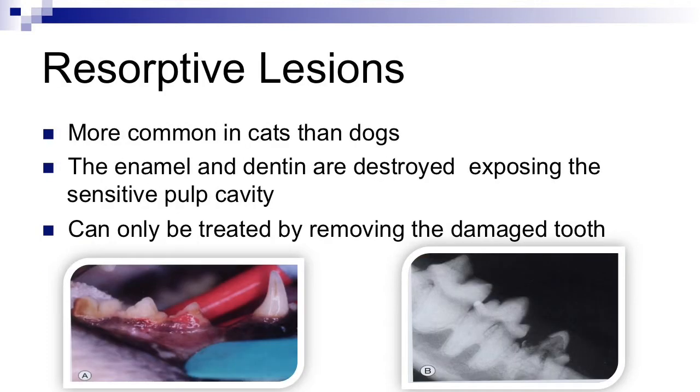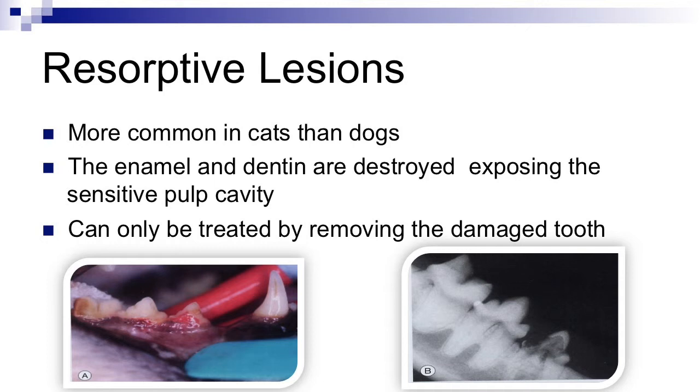In these next couple slides, we're going to start looking at some other dental diseases, other oral diseases that we see in pets. So this first one is something called resorptive lesions. More common in cats than in dogs. Both animals can have it. And this is a disease where the enamel and the dentin are destroyed, exposing the sensitive pulp cavity.